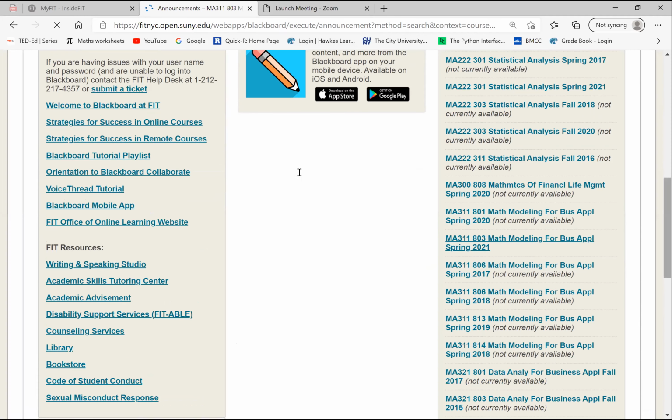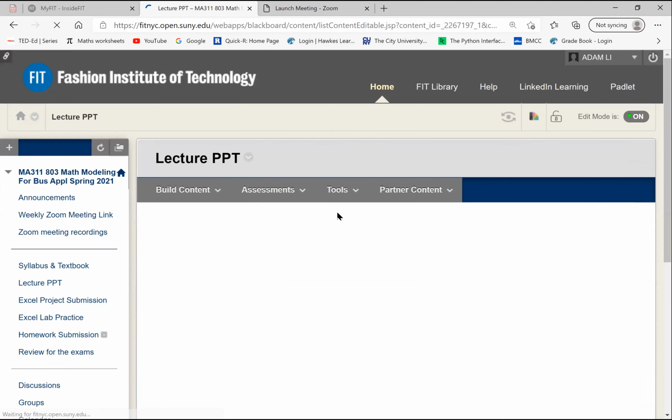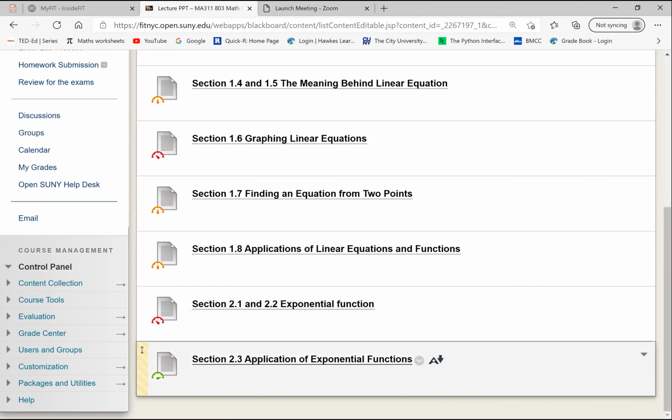First of all, let's open the PowerPoint and finish up the last session before the first exam. We are working on the application of the exponential functions, mainly in human population growth. So we're going to take a look at that more thoroughly today.